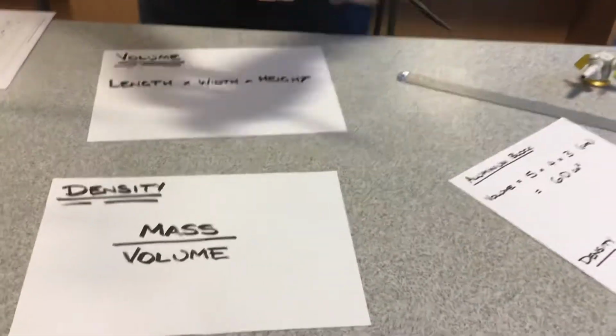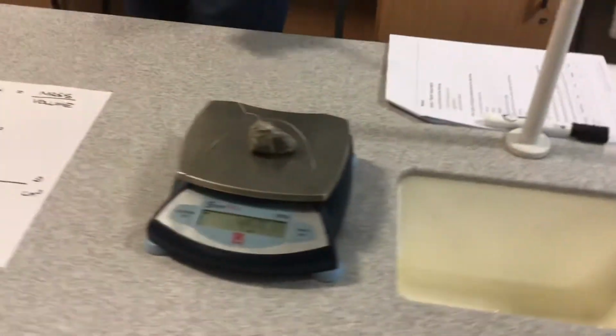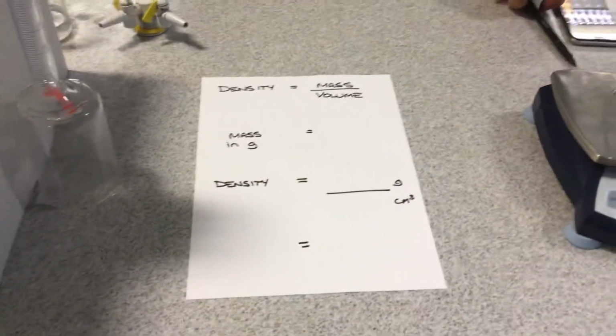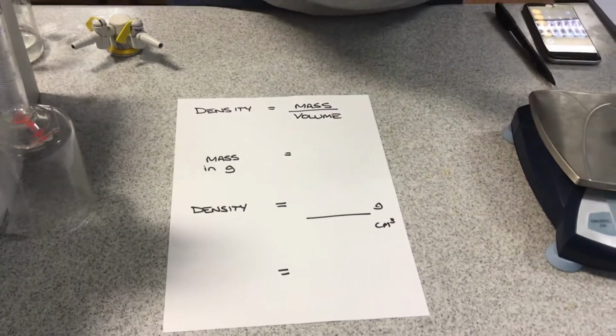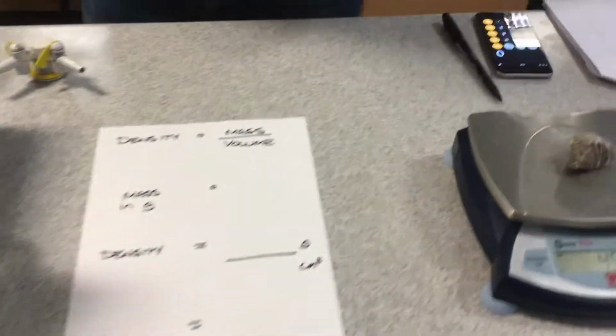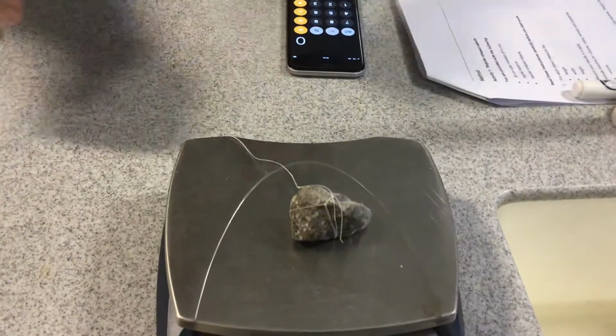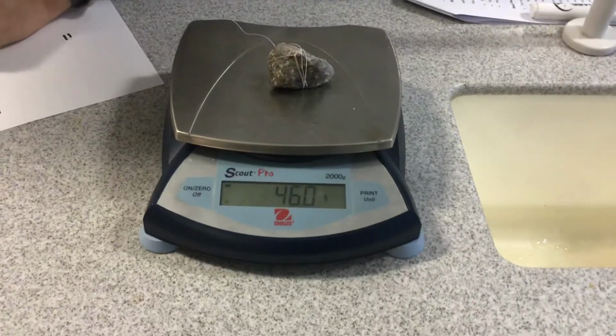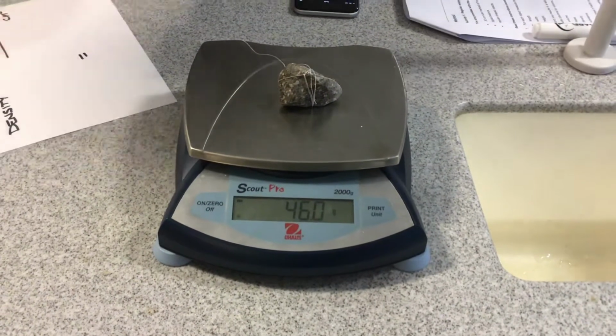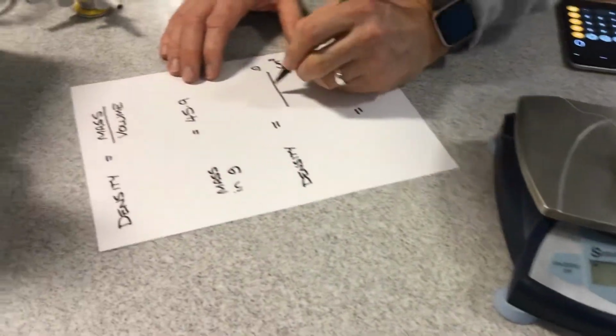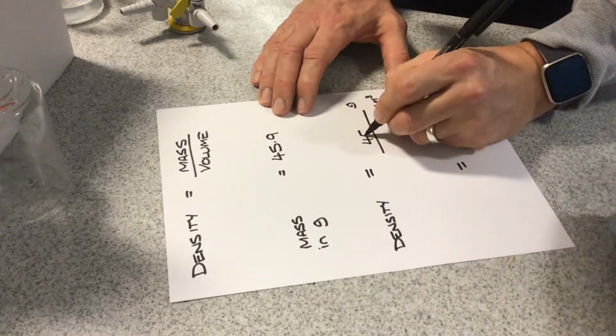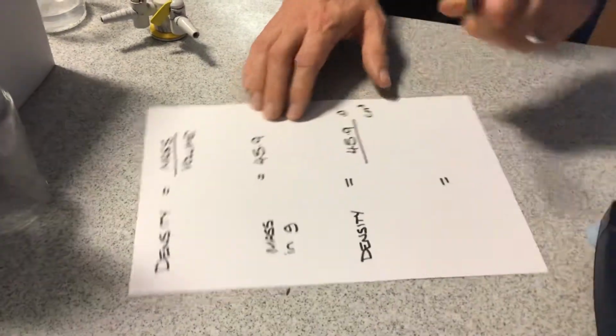Now that was fairly straightforward when we're just talking about a regular shaped item. What happens when we've got an irregular shaped item such as this stone? Well, we can calculate the mass easily enough. We've got 45.9 grams as the mass. How do we calculate the volume of the irregular shape?